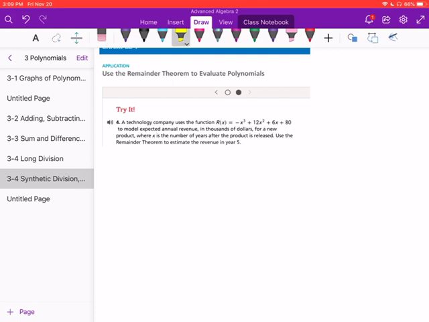So this is what they're asking me to do. Use the remainder theorem, estimate it in 5 years. So that means they want me to find r of 5. Well, I could substitute 5 in for all the x's, or I can use the remainder theorem. So I'm going to use the remainder theorem. If I'm finding r of 5, then I'm going to put a 5 right there.